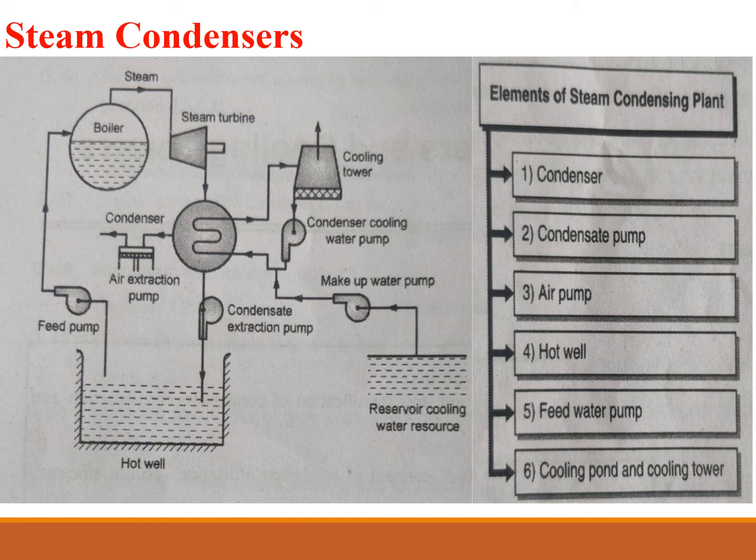Air pump. The air pump is called the wet air pump. It removes the condensate steam, the air and uncondensed water vapor and gases from the condenser. Hot well, where the condensate can be discharged and from which the boiler feed water is taken. Feed water pump, to pump water from the hot well to the boiler. Cooling pond and cooling tower, for cooling the circulation water when a surface condenser is used and the supply of water is limited.